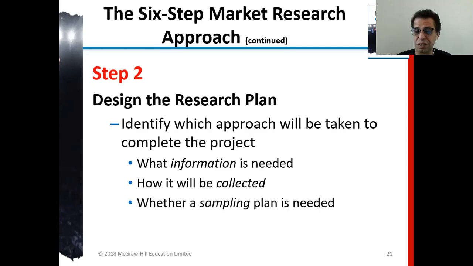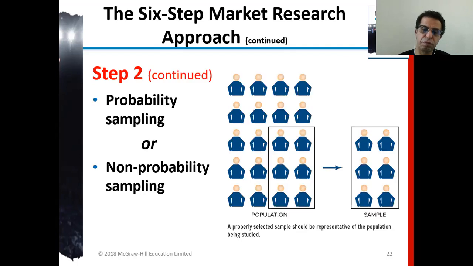So what information is needed? How will it be collected? Are you going to make phone calls? Are you going to email? Are you going to meet people on the street? Are you going to have interviews? Or are you going to find it on a website? And whether a sampling plan is needed. Do you need to select samples and start asking them? Or just what you have in the market data, you can collect from the internet or from the libraries, and that should be good enough.